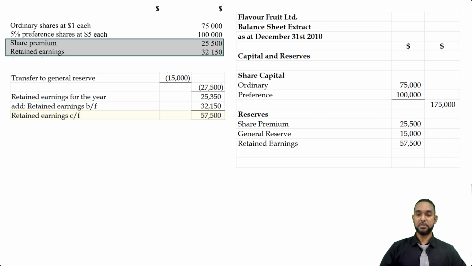The subtotal for reserves will give us $98,000, which when added to the $175,000 above gives us a total value for total capital and reserves of $273,000. And that's it for this question.